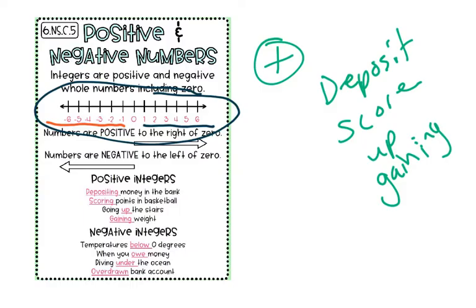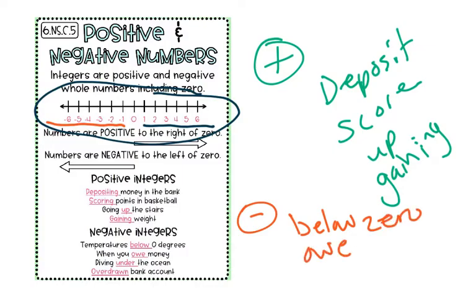Negatives would be temperatures below 0. When you owe someone money or you take money out of your bank account, that is called a withdrawal. When you dive under the ocean, that is negative. When you overdraw a bank account, that is negative. So those are all positive and negative situations in the real world.